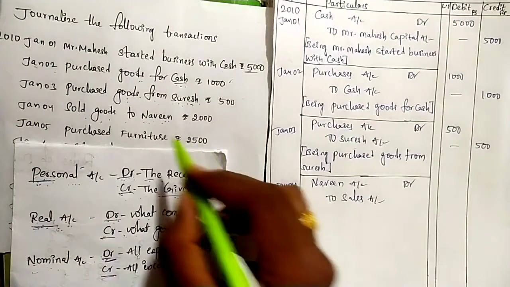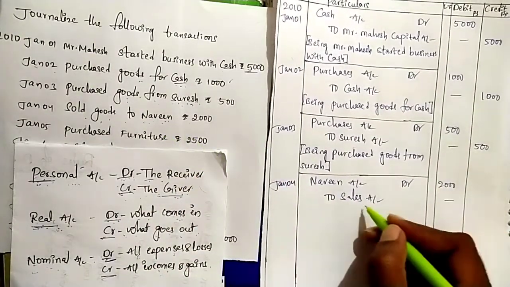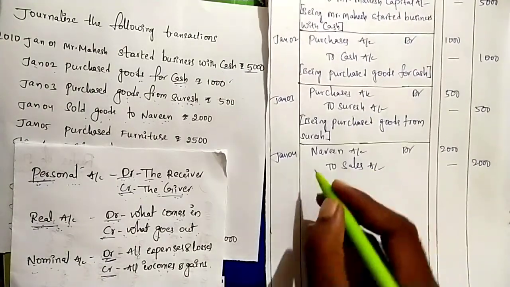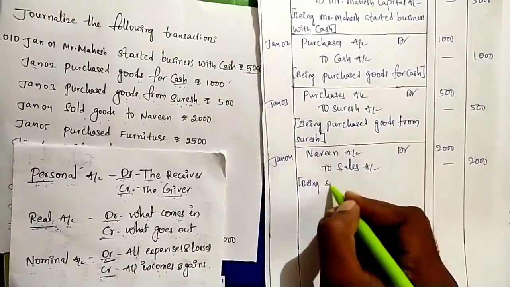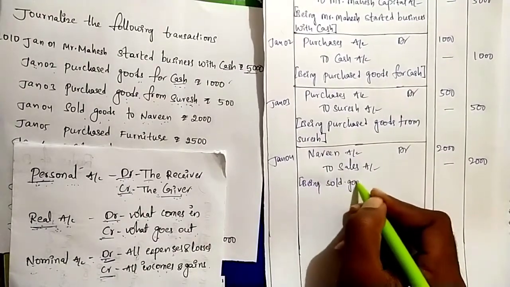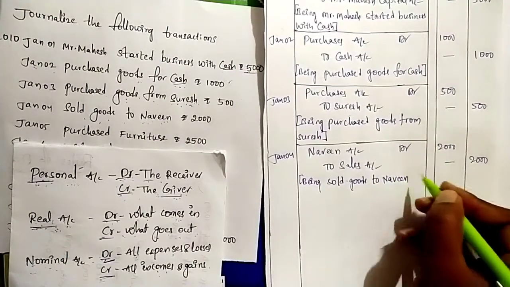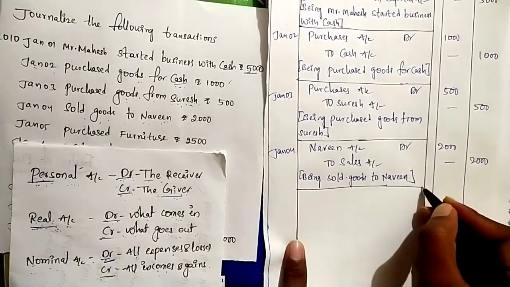How much? 2000 rupees. Naveen account is debited with 2000 rupees. Sales account is credited with 2000 rupees. Next we have to give narration that starts with being sold goods to Naveen. That's it. Sold goods to Naveen.